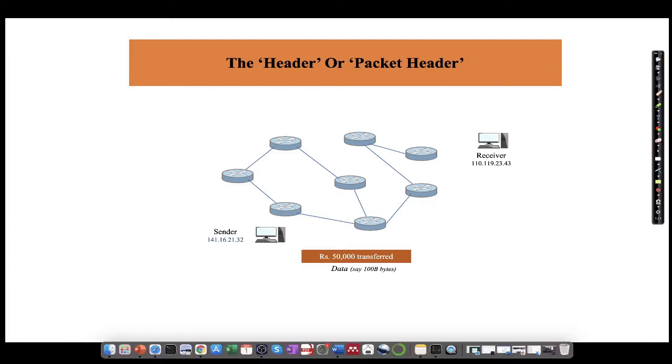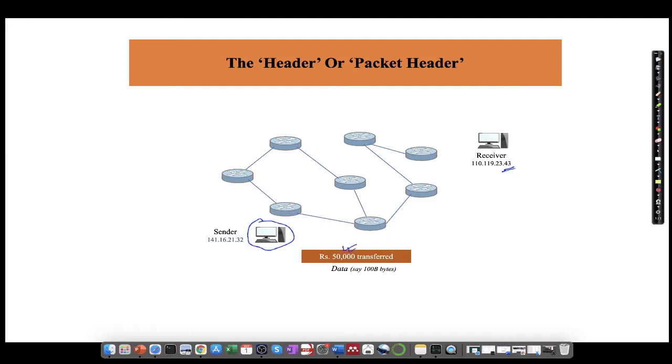To understand the concept of header, let us assume that in a given network, the sender with the IP address 141.16.21.32 wanted to communicate a data packet which includes rupees 50,000 transfer to a destination with the IP address 110.119.23.43. And this rupees 50,000, which is the main message to be transferred, is called the data or the payload.